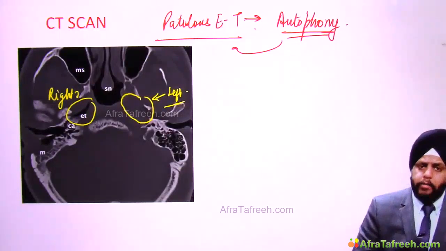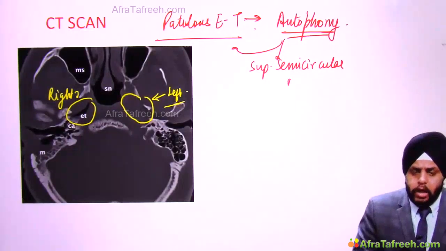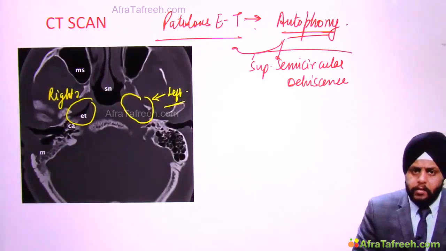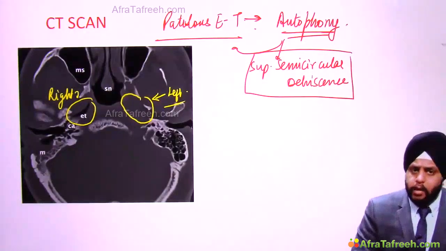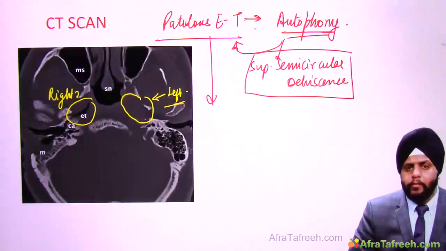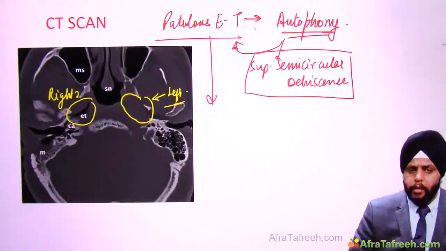Other than the patulous Eustachian tube, this condition is also seen in superior semicircular canal dehiscence. That condition is a totally separate condition. We will be discussing it later on. So this autophony is a very characteristic feature of patulous Eustachian tube. Now, this patulous Eustachian tube can happen because of rapid weight loss. It can also happen in case of pregnancy.